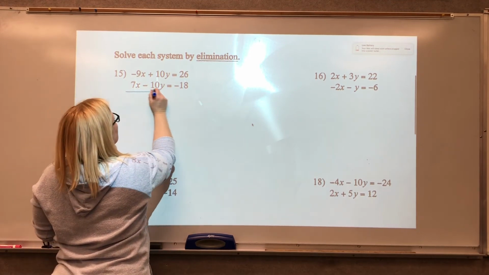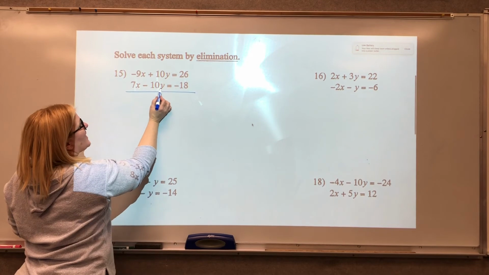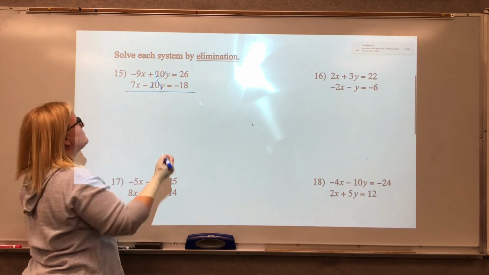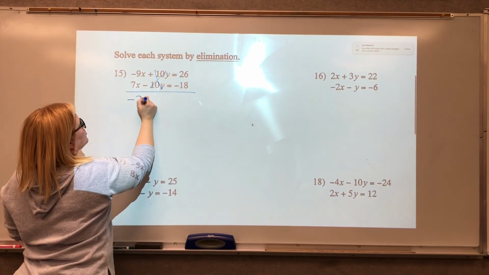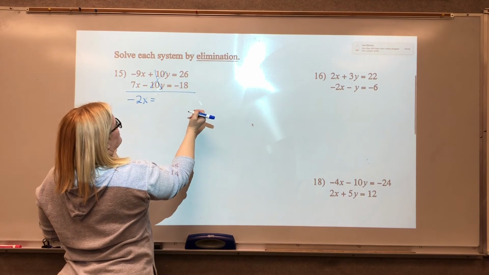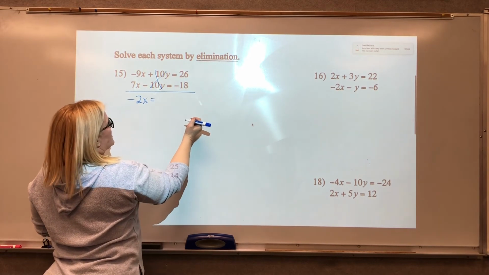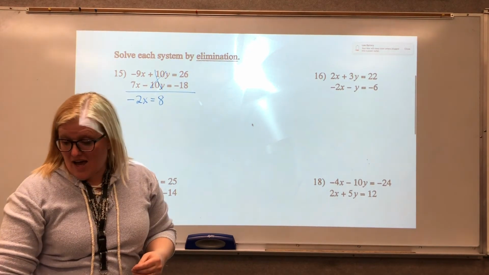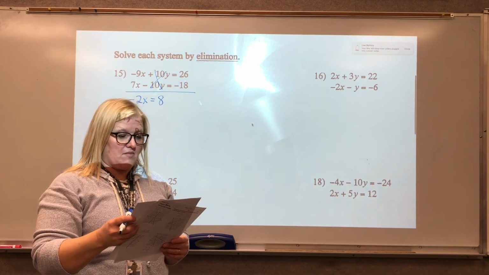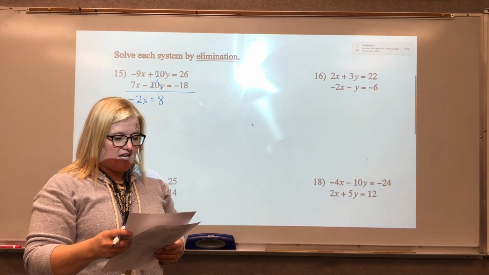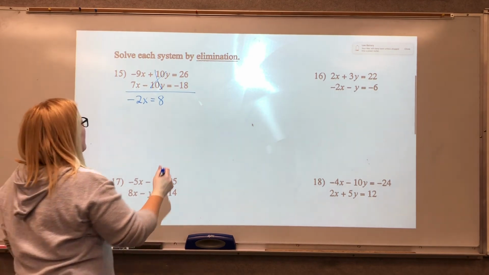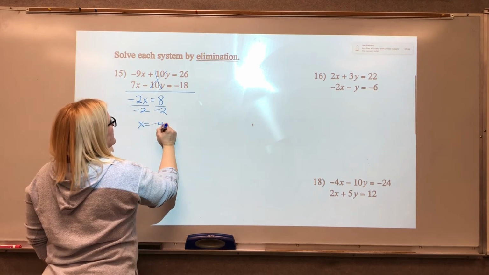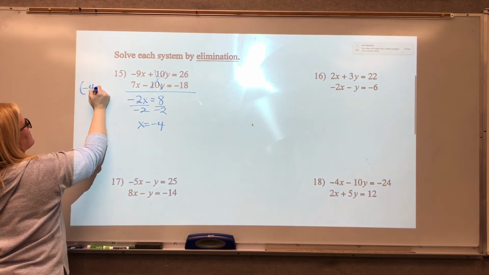All right, so for this first one, I can see that 10y plus negative 10y is 0, so my y's are going to turn into zeros. So I add these up and I get negative 2x equals 8. 26 minus 18. I've been doing this for a very long time and I'm getting tired. It's 8. I divide by 2, x equals negative 4.